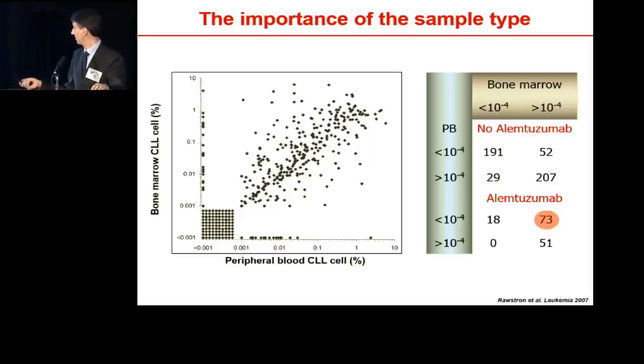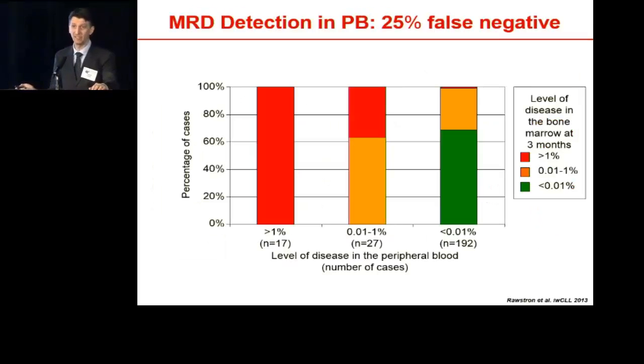This is work that we published a few years ago together with Andy Rawstron, showing indeed a very nice correlation between the detection of MRD in peripheral blood versus bone marrow. Still, the bone marrow analysis appears to be more specific, and indeed, when the technique was validated within clinical trials, again work by the English group, it showed that 25% of the samples that were negative, so below 10 to the minus 4 in the peripheral blood, were still at a higher level in the bone marrow.